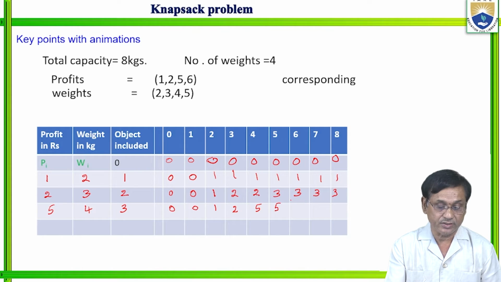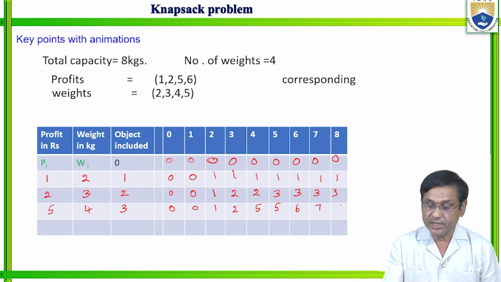When weight is 6, we can consider the first and the third: 4 plus 2 is 6 kg and the profit is 6. And then when the weight is 7, 3 plus 4 can be considered, that is 7, so 7 only.